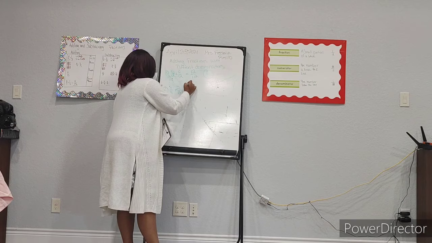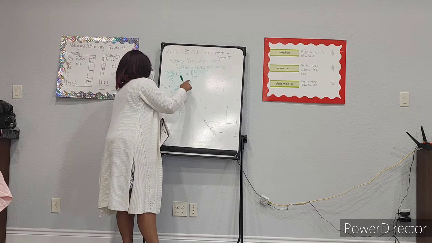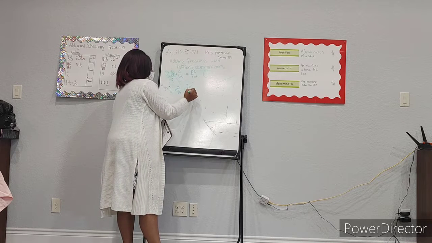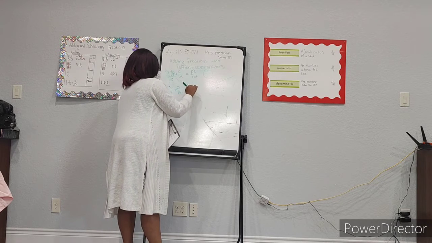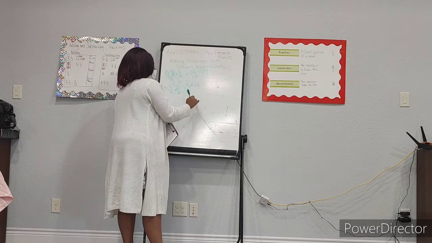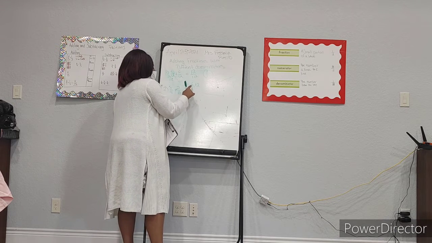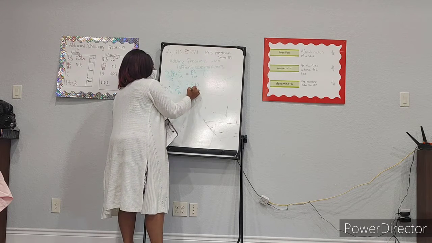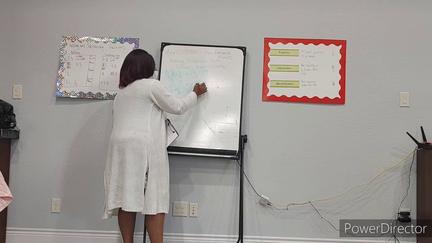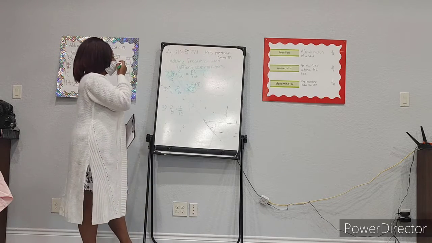So we're going to take out the 4 and the 6. All right? 4 times 1 is 4. 4 times 2 is 8. 4 times 3 is 12. Good job. 6 times 1 is 6. 6 times 2 is 12. Good job. So now we have the 12 are the same. So that's going to be our least common multiple.